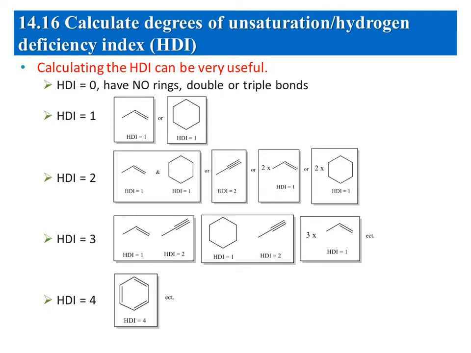HDI equals 2 means that we either have a double bond and a ring together, or a triple bond, or 2 double bonds together, or 2 rings together. So you can guess where that's going. Therefore, knowing these numbers and being able to calculate HDI for a single molecule can give us good information about the saturation status of that molecule.